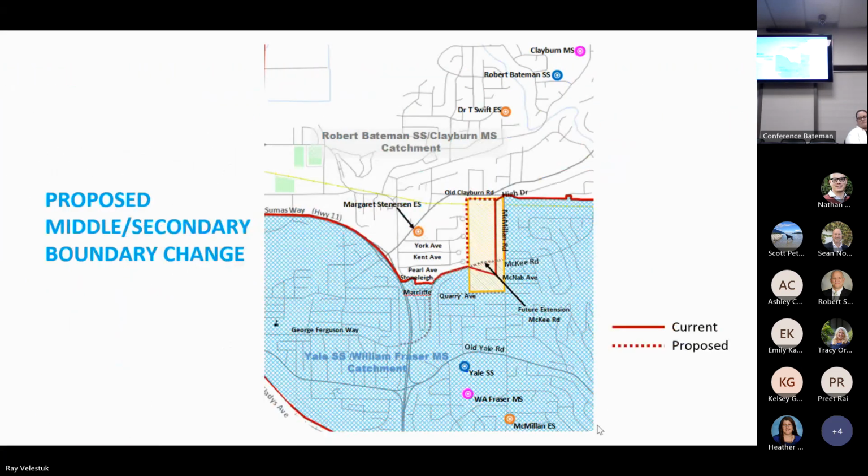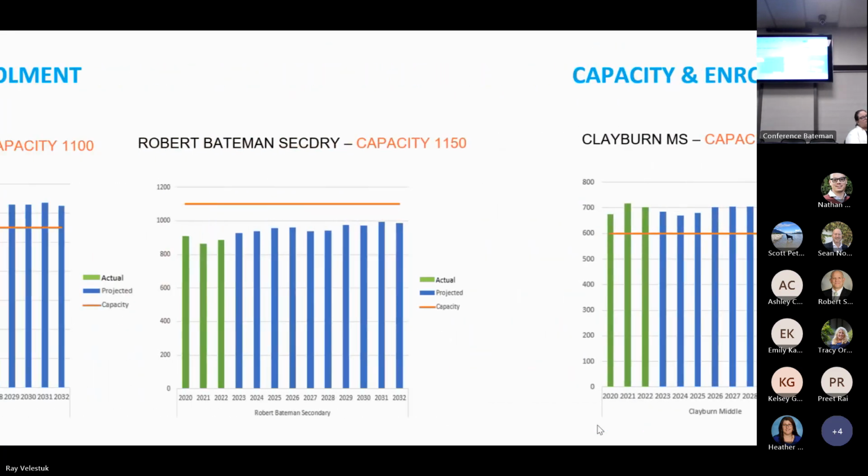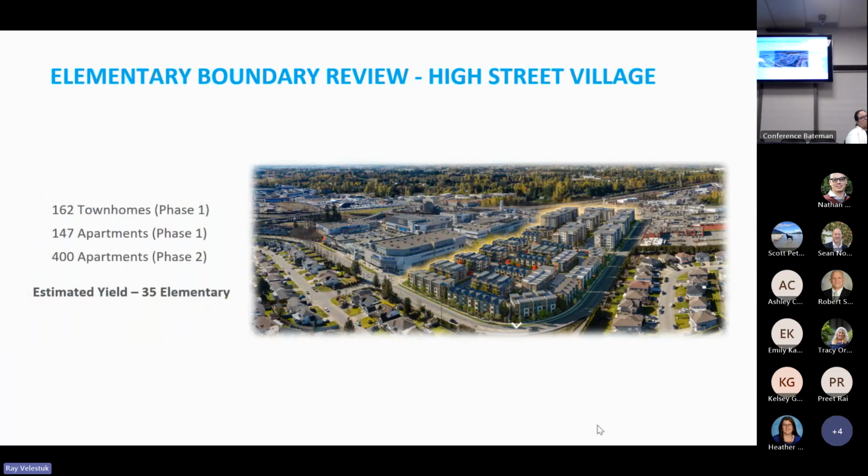Anything else online? Anything on the secondary one?